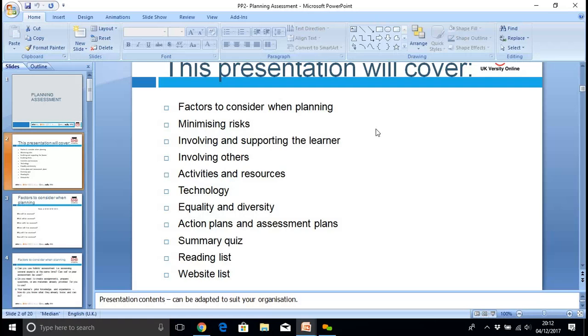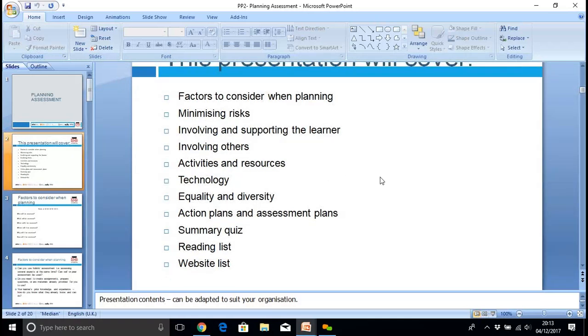Minimising risks. This is not specifically about health and safety. It's making sure that the learner is equipped to do the assessment and is ready for it. Make sure that all the resources that will be involved are available, mainly involving and supporting the learner during this process, and involving any others or activities and resources that may be needed. It may be some form of technology that's needed. Equality and diversity depends on the process, whether it's one-to-one or whether a number of people are involved.